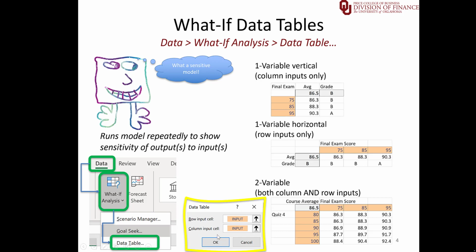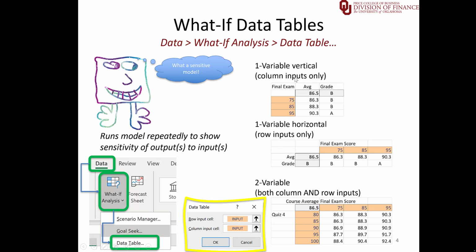So let's go back to this yellow box, row input cells and column input cells. I struggled with which was which for the longest time. And let me tell you the answer so you'll see where we're going with this. The final exam score, that's the cell that I would choose for the row input cell. And the quiz 4 score is the cell I would choose to put all these different possibilities for quiz 4 into the course grade model. And then when I do that, the course average up here in the corner is what gets populated into the table.